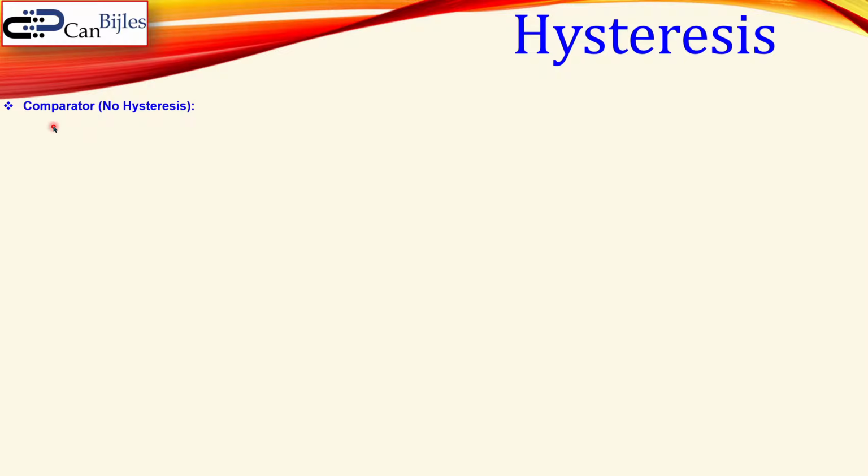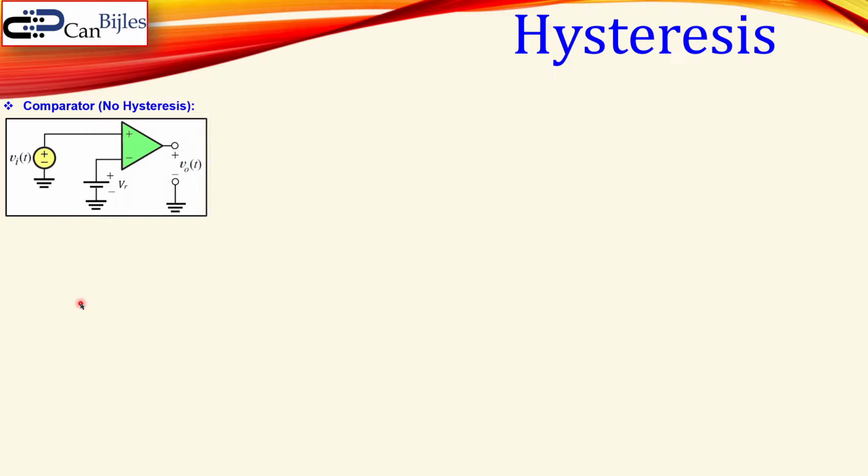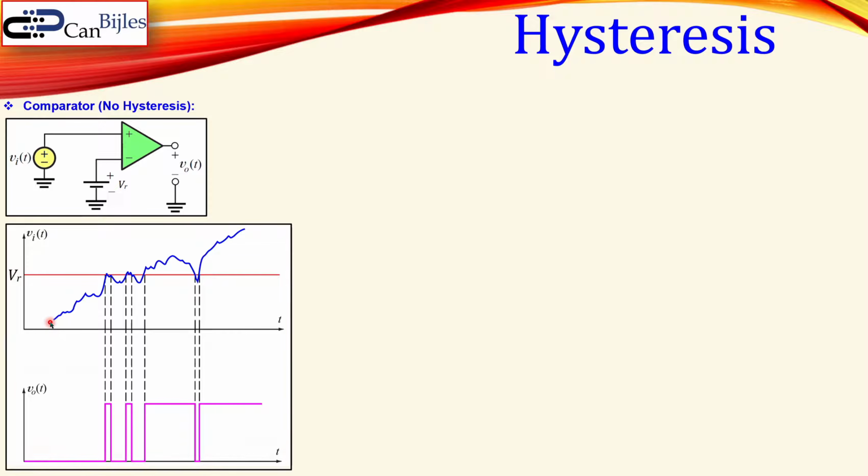For instance, we have a comparator not having a hysteresis. Then this circuit is shown here, very general. We have this input voltage, there's a reference voltage, we compare with this input voltage, and there is an output. For example, I have a blue line here, which is our signal at the input, which is of course not what we wanted, but due to noise or interference, this is what we have. And we have set our reference at this line. So this is our reference voltage.